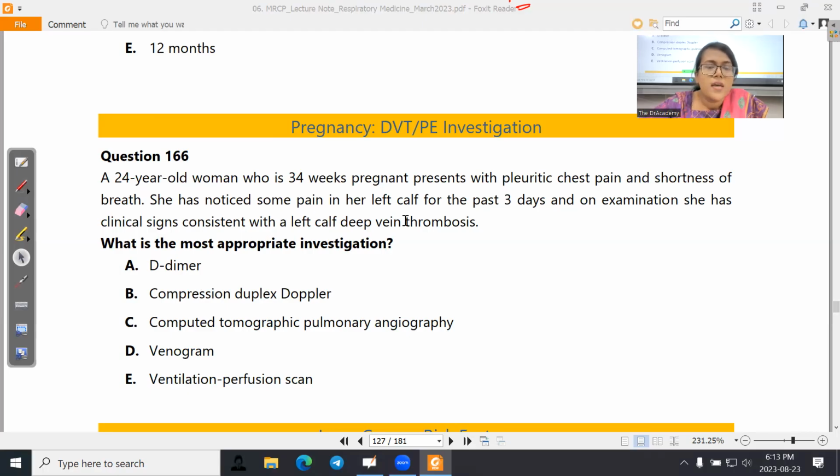Dr. Pratyasha, you're very right. Because in case of pregnant women, D-dimer will not be of any added value. CTPA cannot be considered right away because this has radiation exposure. Venogram is usually for incompetency, like venous insufficiency. In that case, venogram can be considered. Ventilation perfusion scan also has some radiation exposure. You need to detect DVT first, like doing a compression duplex Doppler will do. And in that case, with the temporality of the issues, it will also diagnose the pulmonary embolism at the same time. So compression duplex Doppler is the correct answer.